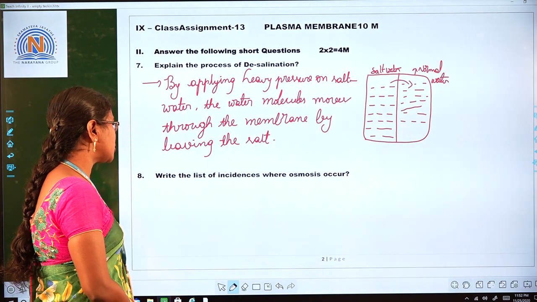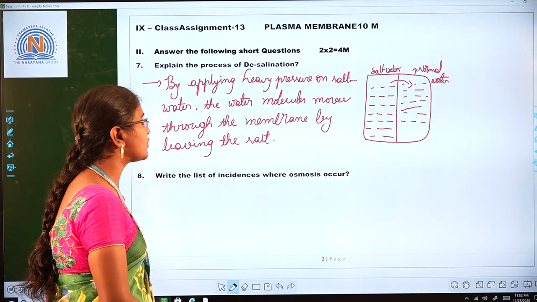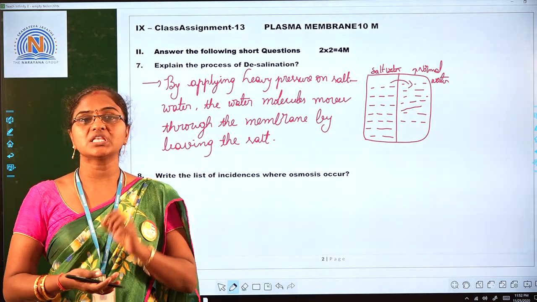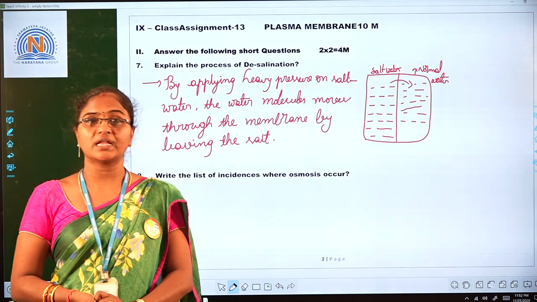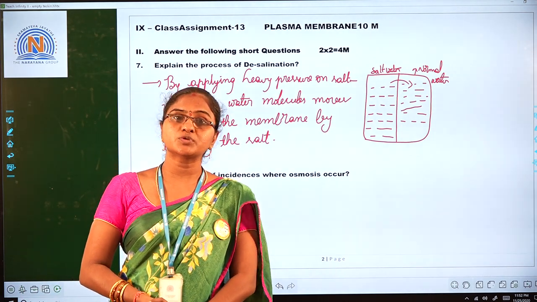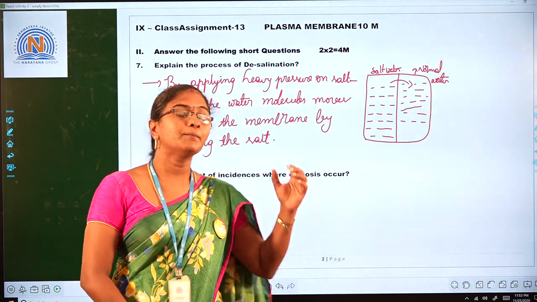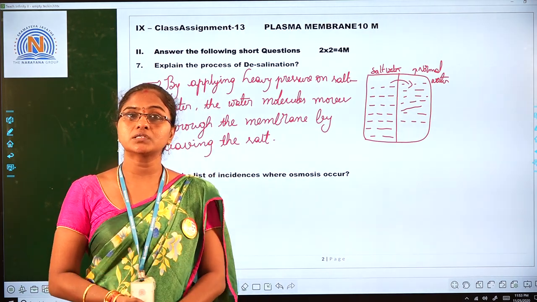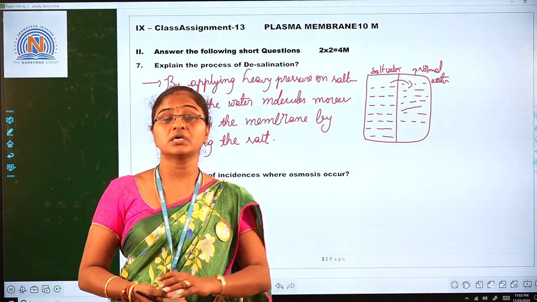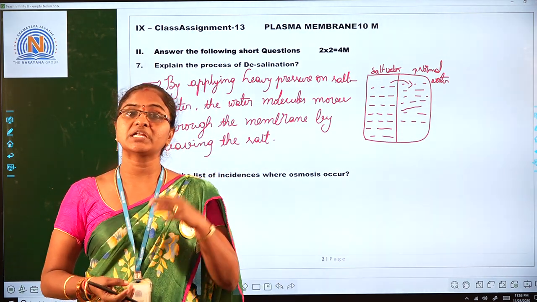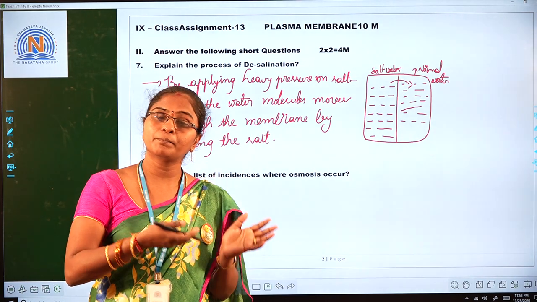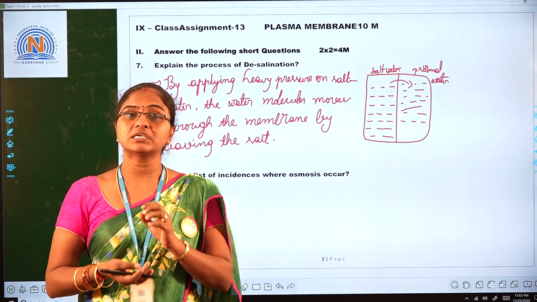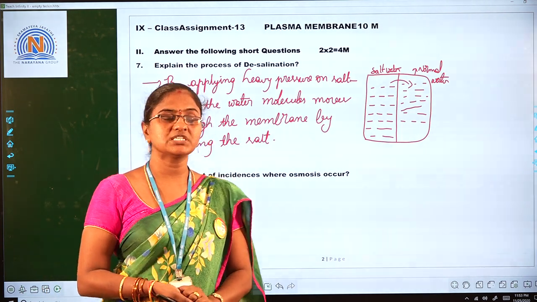And coming to the last question, write the list of incidences where osmosis occurs. So in daily life, in which things do we observe the osmosis process, they are asking. The first one, roots absorb water and minerals from the soil by the osmosis process. And opening and closing of stomata is also done by the osmosis process. In our human body, water enters the cell and exits the cell by the osmosis process. And kidneys filter waste materials by the osmosis process.